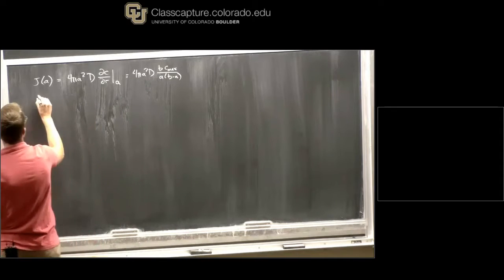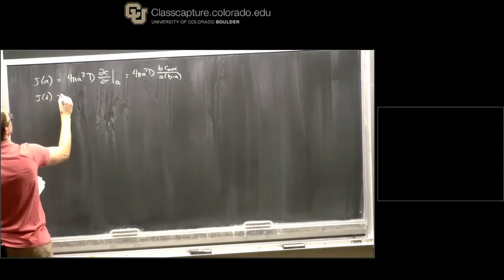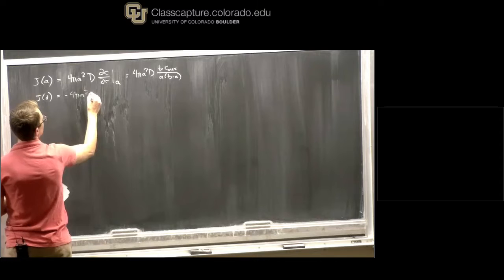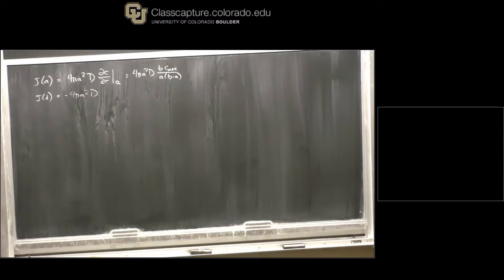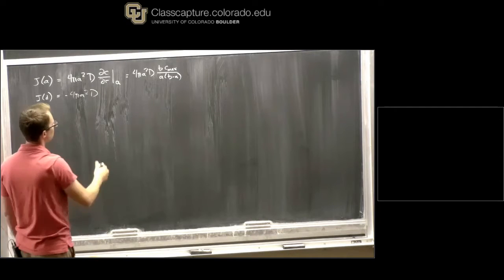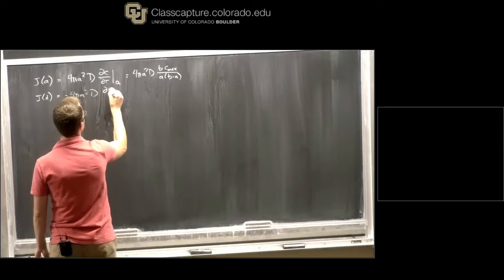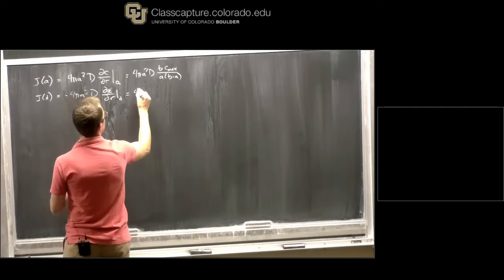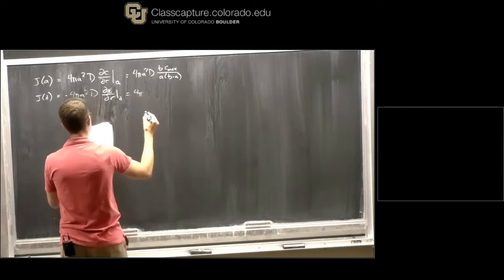And then similarly, the flux at D, it's negative because we want the outward flux into the surface at D. dC dr evaluated at D, and we get a similar thing but with D's, right?